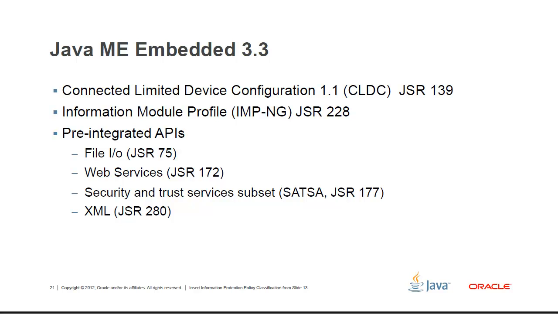On top of that, you have more complex APIs, which is what we call the profile, and it's tailored to devices with certain capabilities. For embedded, in this case, we're going to be using the Information Module Profile. And for the configuration, we're going to be using the Connected Limited Device Configuration 1.1. These 2, configuration and profile, as all the other APIs, are part of the Java Community Process. For CLDC, we're talking about JSR 139, and for the Information Module Profile, we're talking about JSR 228.